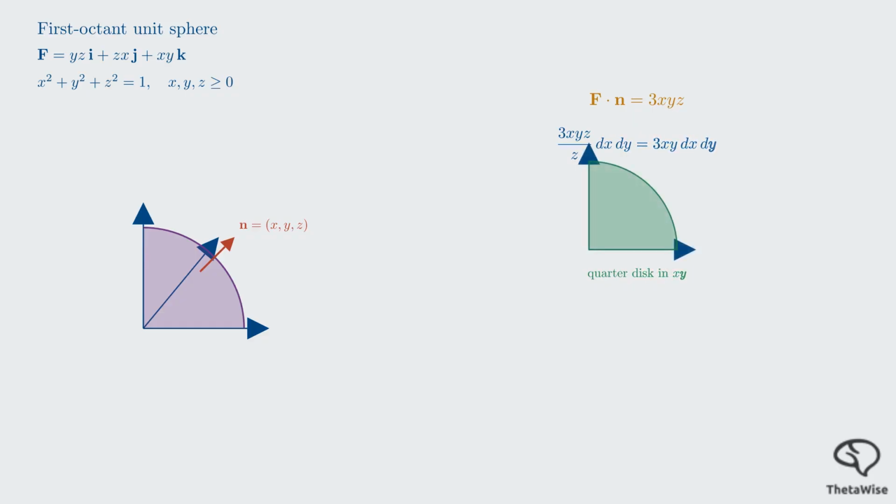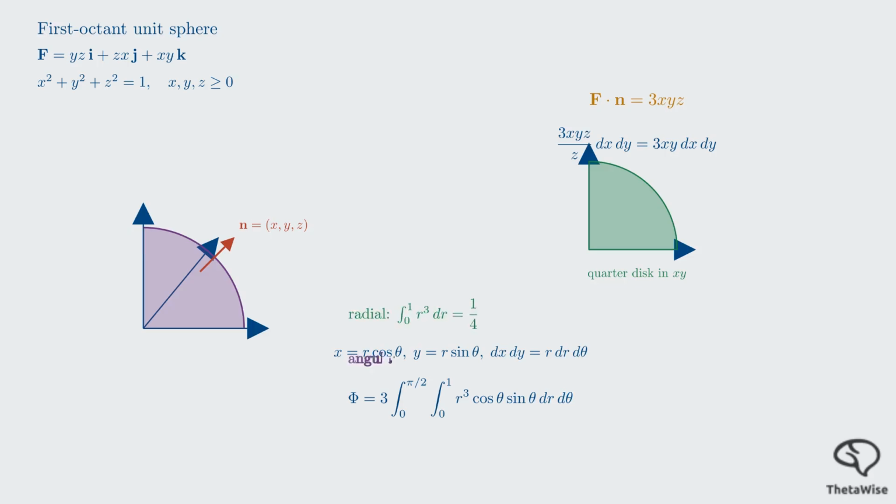In polar coordinates, on the quarter disk, x is r cosine theta, y is r sine theta, and dx dy is r dr d theta. Thus, the flux is 3 times the integral of r cubed cosine theta sine theta, with r from 0 to 1 and theta from 0 to pi over 2.